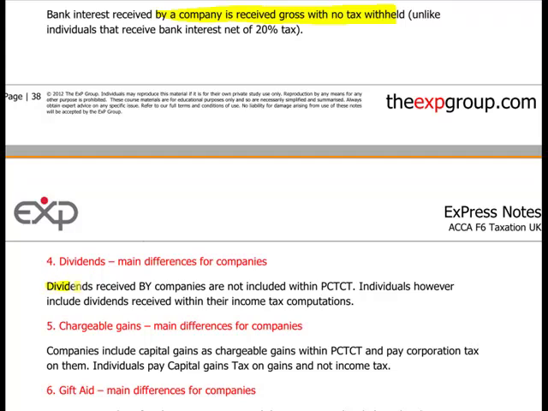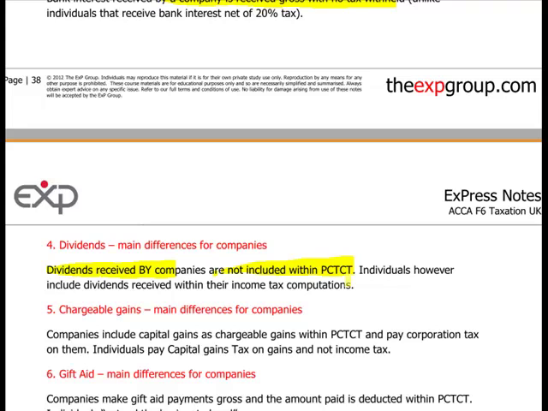Dividends received by companies are not included within profits chargeable to corporation tax. They are not taxed because they come from another company, and it's basically company to company within the UK, therefore the person who pays it isn't allowed it as an expense, therefore it makes sense to not tax the receipt. Individuals, however, include dividends received within their income tax computation.